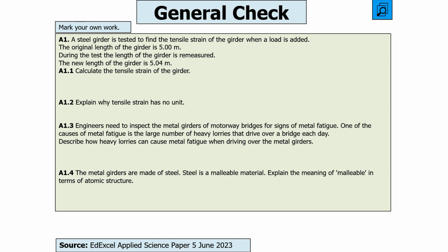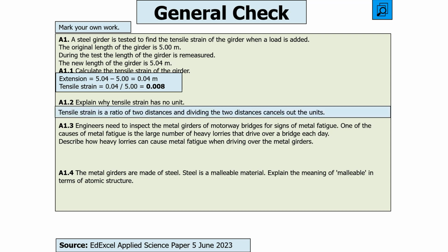Right, in this first one, strain is extension over length. So the extension is 0.04 meters. The overall length is 5 meters, so it's 0.008. It has no unit because the two distance units will cancel through because it's a ratio.